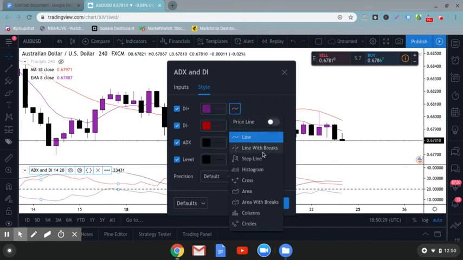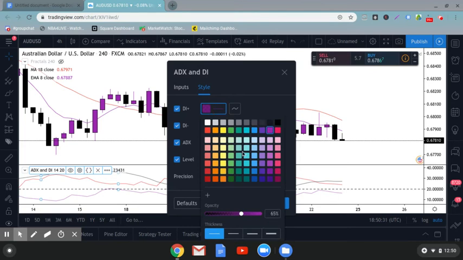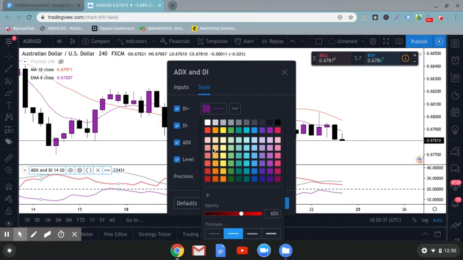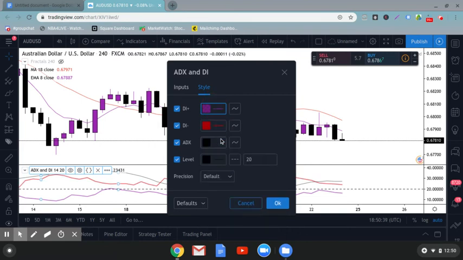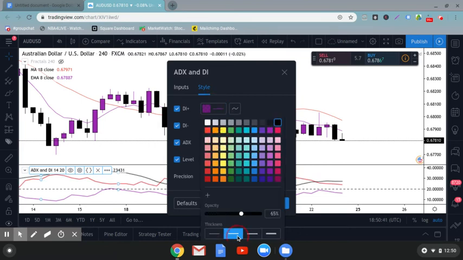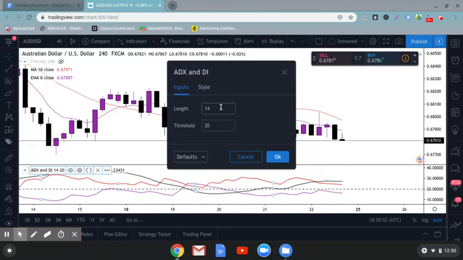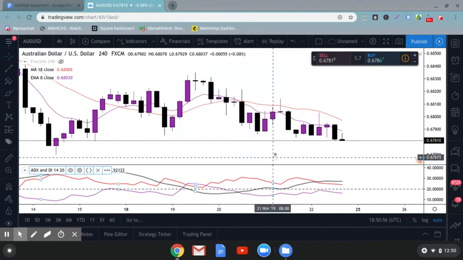And then we're just going to change the thickness to the second notch on all of these, okay? Just because I have bad eyesight and I don't like to squint, people. Then we have our level of 20 here. Length, there's our 14. The threshold is 20. Okay, it explains everything right there.